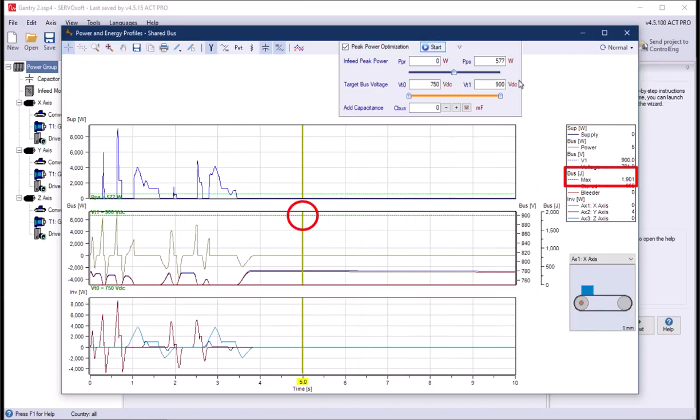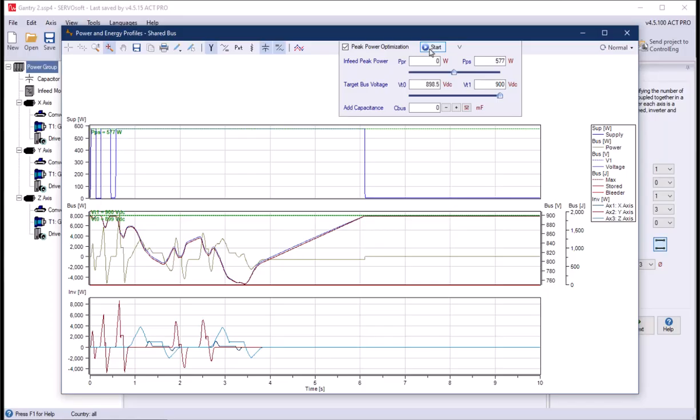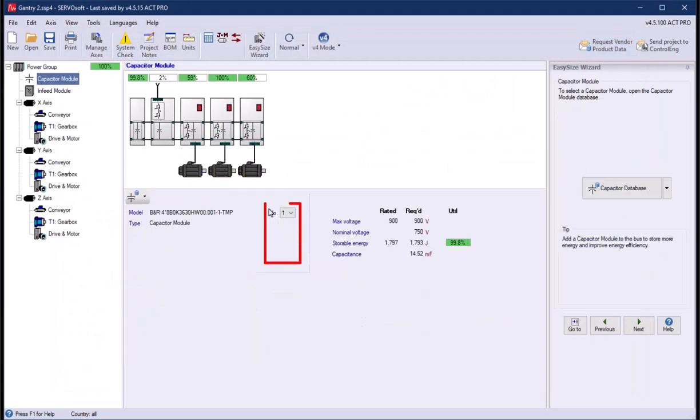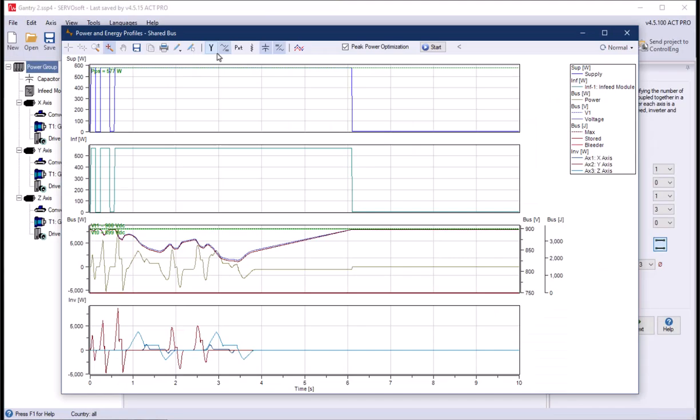Now I will run the optimization process, and it finds the best solution with the lowest Pmax. The end result is a main supply peak power of 577 watts, a 94% reduction. Next, I will set the number of capacitor modules to 2, increasing the DC bus capacitance to 30 millifarads, providing 3,698 joules of energy storage. Back to the power versus time form.